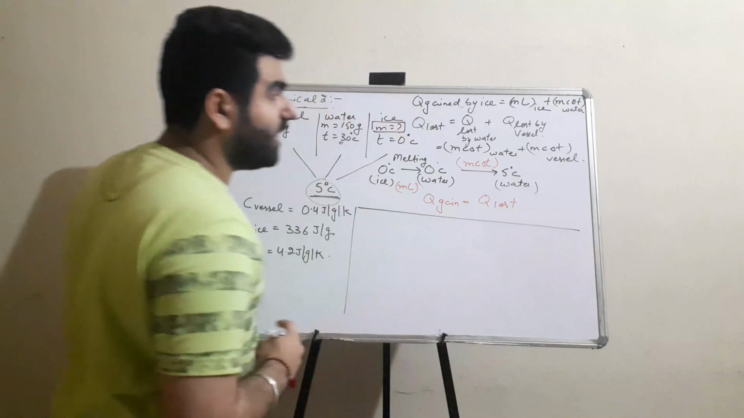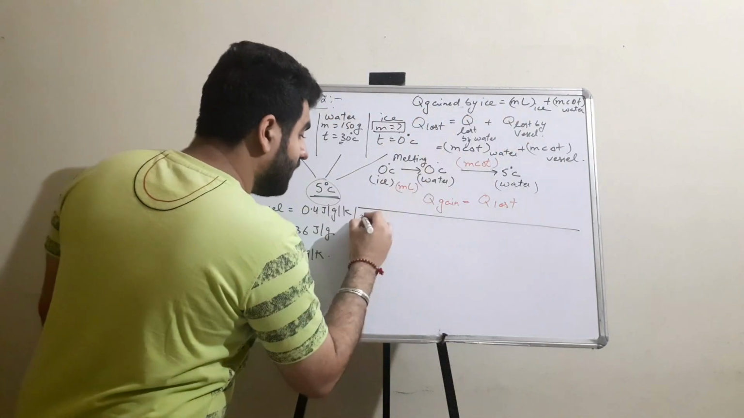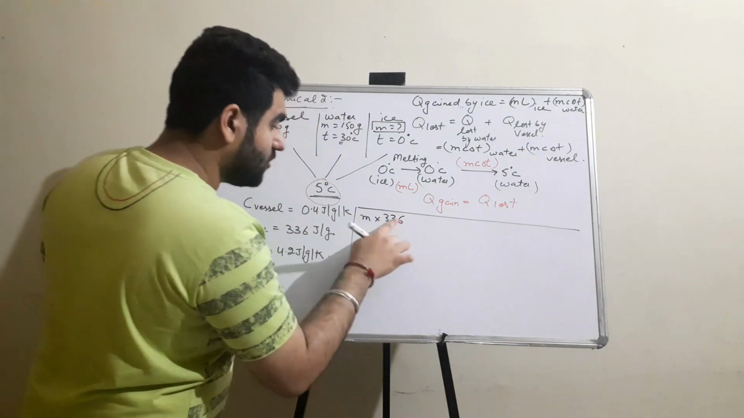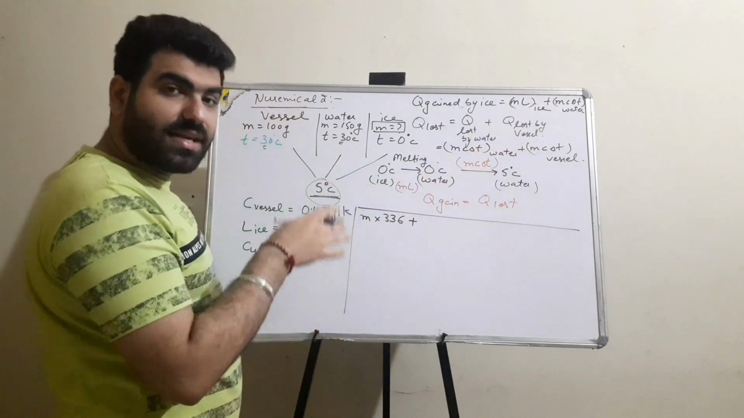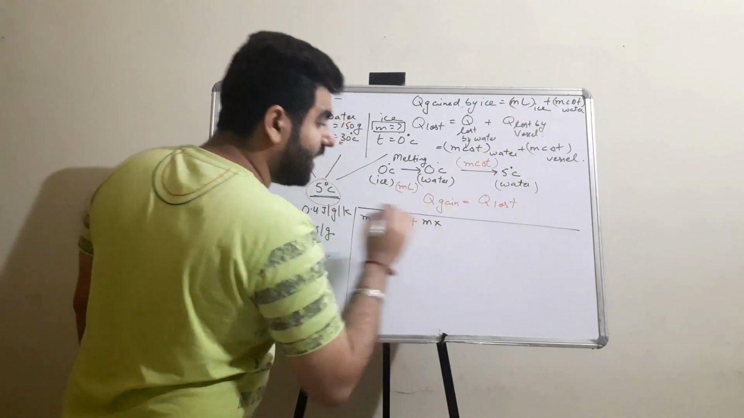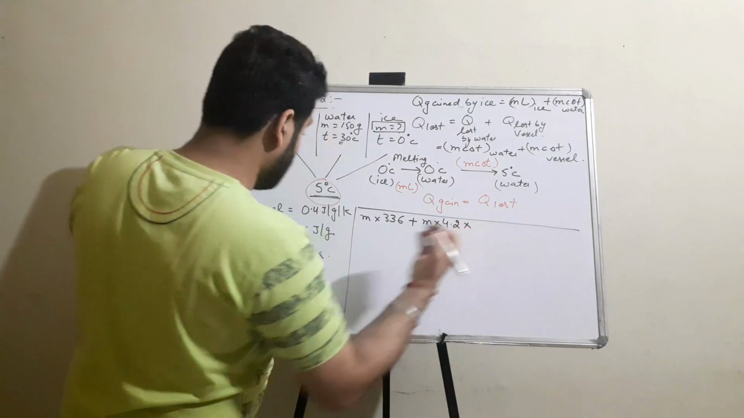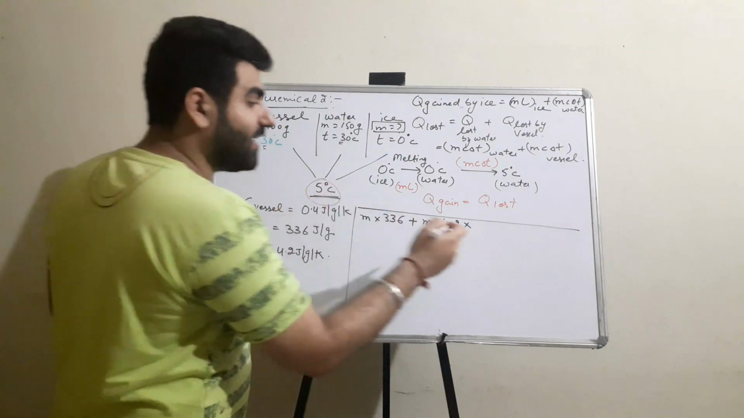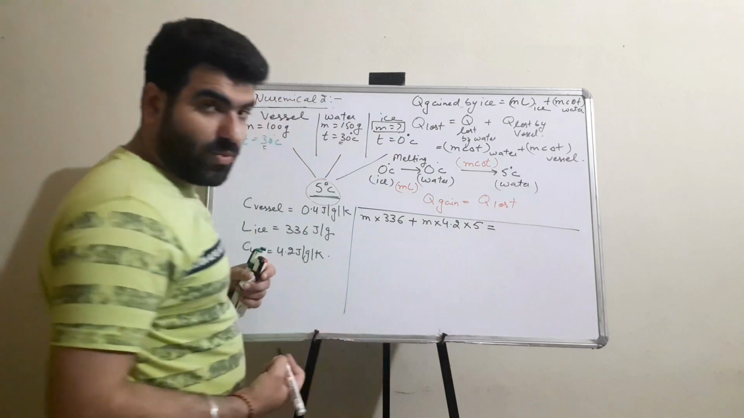Heat gained is equal to heat lost. Let us first put the value of heat gain. So M we don't know. Latent heat of ice is 336. So M into L plus mass is the same because this ice has converted into water, M into, now this is water, so specific heat of water is 4.2 into. What is the change in temperature? 0 to 5. That is 5. Alright. So this is the first equation.